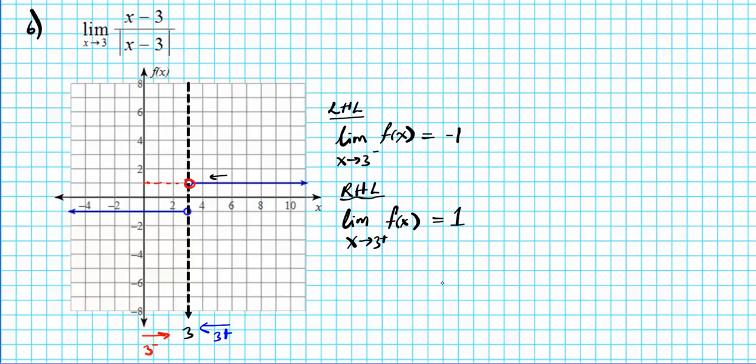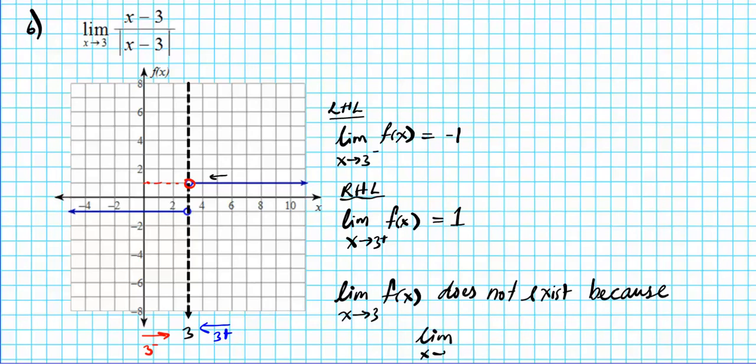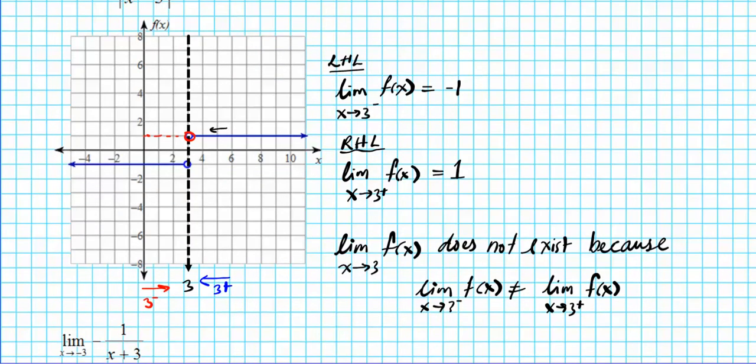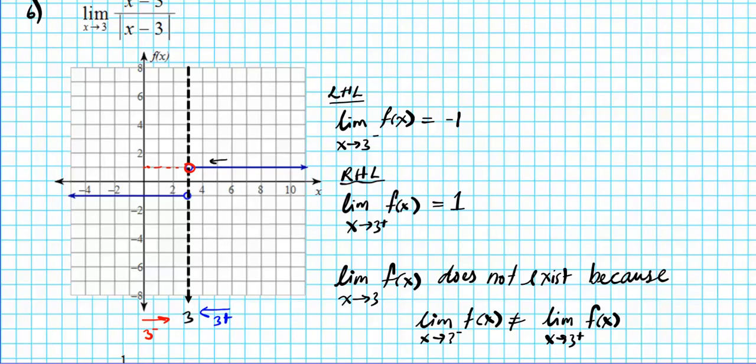So what is our conclusion? The limit as x approaches 3 from both sides of the function does not exist. Why? Because the left-hand limit as x approaches 3 from the left of the function does not equal the right-hand limit, the limit as x approaches 3 from the right of the function. Because of this inequality, we have the non-existence of this limit as x approaches 3 from both sides.